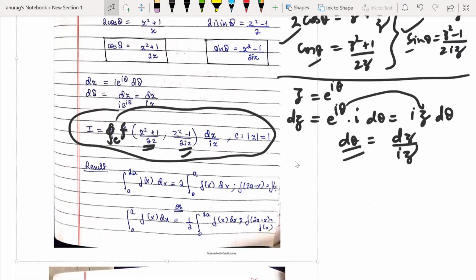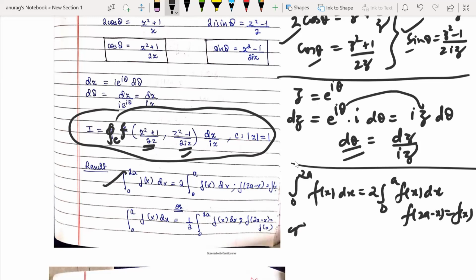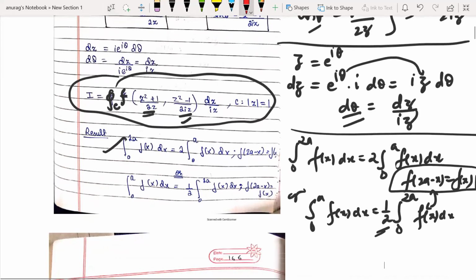Sometimes theta is not given from 0 to 2 pi. Then we can use this property: integral from 0 to 2a of f(x) dx equals 2 times integral from 0 to a of f(x) dx, provided f of 2a minus x equals f of x. This is a definite integration property. Or you can write integral from 0 to a of f(x) dx equals 1 upon 2 times integral from 0 to 2a of f(x) dx, provided f of 2a minus x equals f of x. So if the limit is 0 to pi, you can make it 0 to 2 pi using this expression, provided this condition is satisfied. Let's see the first example.